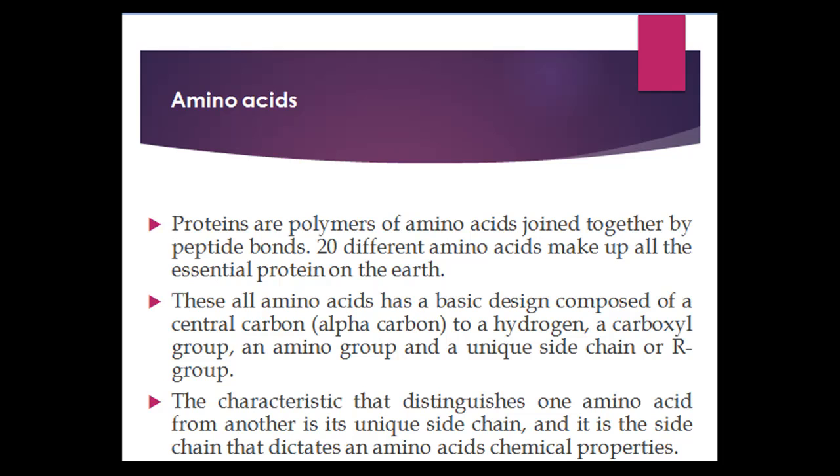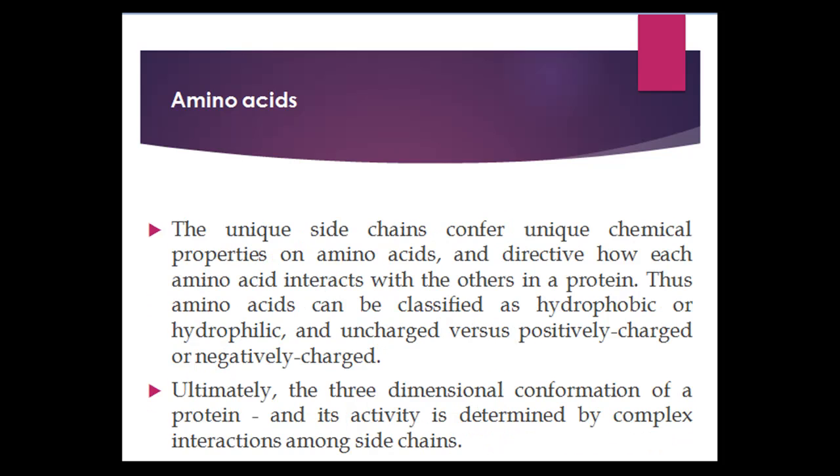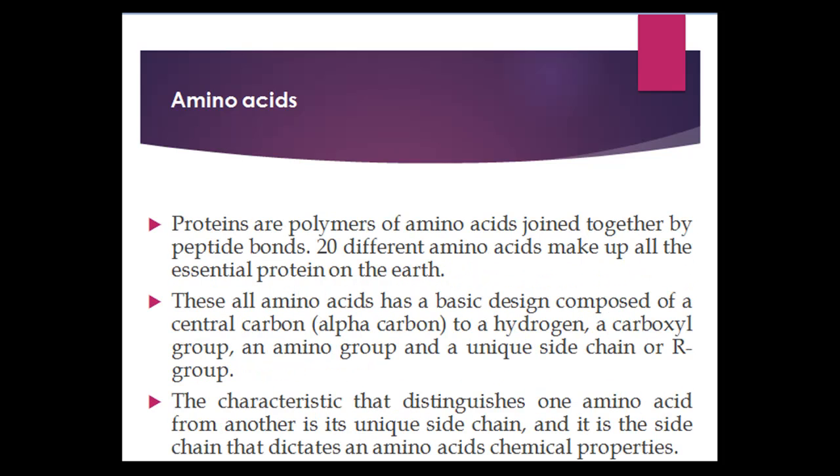What is an amino acid? An amino acid has a basic design composed of a central carbon attached to a hydrogen. That carbon is called the alpha carbon. Then there is a carboxyl group, an amino group, and a unique side chain or R group. The characteristic that distinguishes one amino acid from another is its unique side chain, and it is the side chain that dictates an amino acid's chemical properties.